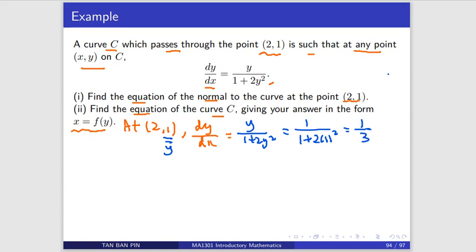And then you can look for the gradient of the normal. Gradient of the normal should be -3. Remember, the gradient of the tangent times the gradient of the normal will give you -1. So the gradient of the normal should be -3.